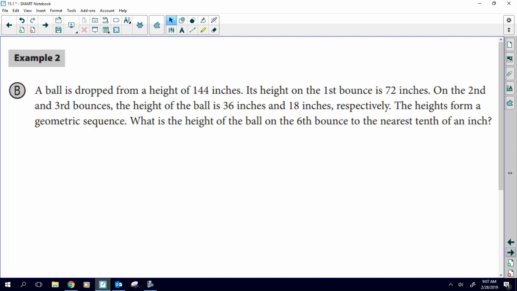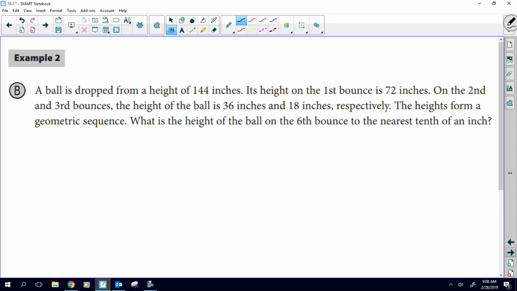All right, so here's example 2. Remember, you're writing all these examples. All right, a ball is dropped from a height of 144 inches. Its height on the first bounce is 72 inches. On the second and third bounces, the height of the ball is 36 and 18 respectively. The heights form a geometric sequence. What is the height of the ball on the 6th bounce to the nearest 1/10 of an inch? So we can round here.